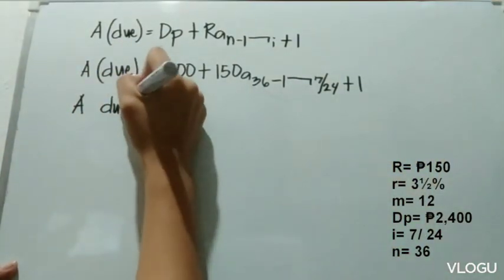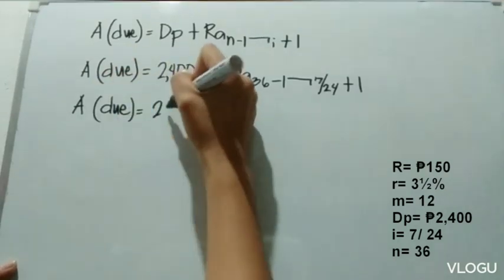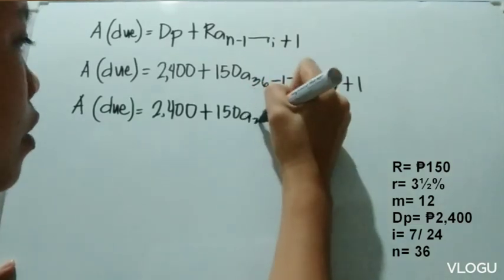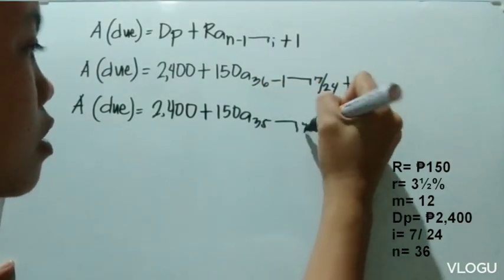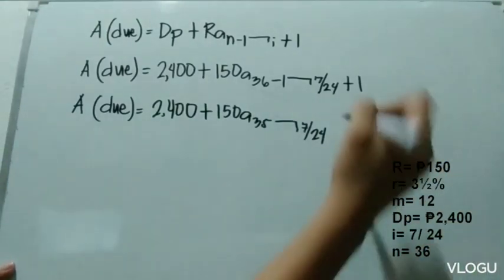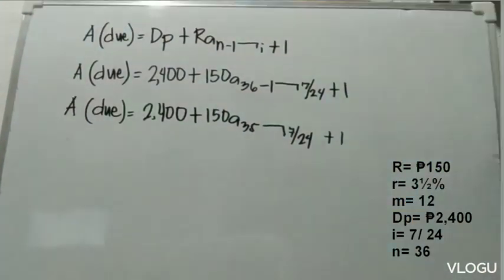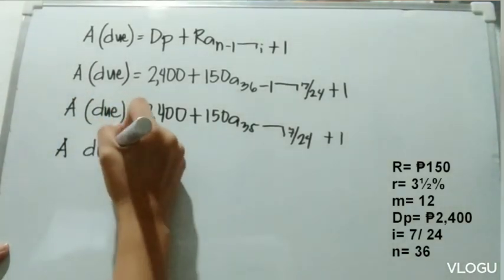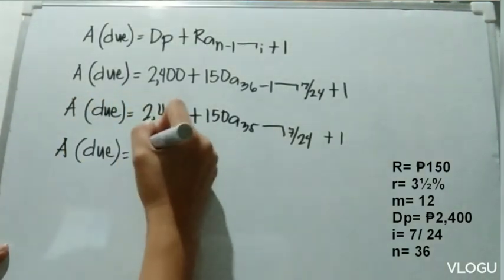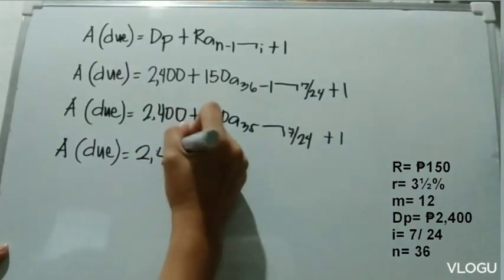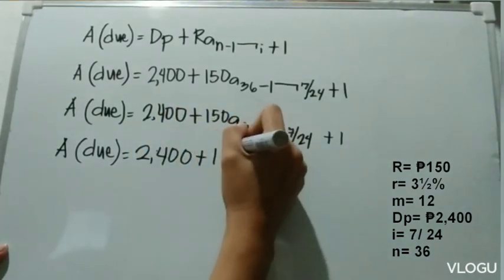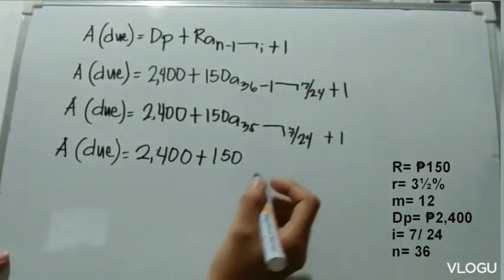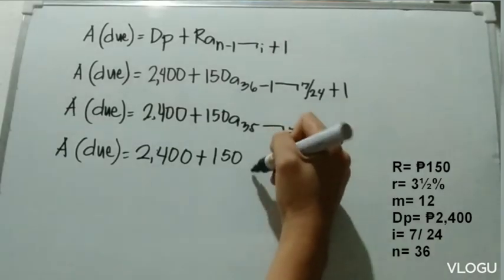And next, let's copy our DP and our R. So our DP is 2,400. Our R is 150. So let's subtract our N minus 1. Our N is 36. 36 minus 1 is equal to 35. Angle, copy the I, 7/24% plus 1. So before we continue to answer, let's find out what is the equivalent of a angle 35 at 7/24 in the table of values, in table 6.